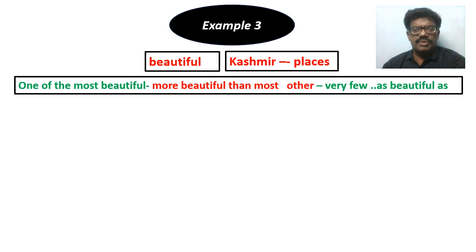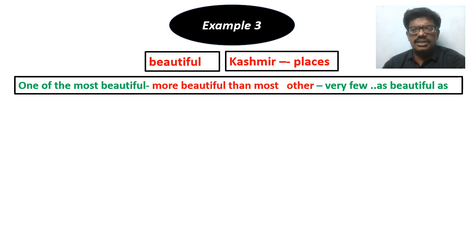Here is example number 3. Here we make use of the adjective beautiful to compare more than two units, Kashmir and other places. In this regard, we use the expressions such as one of the most beautiful for superlative degree, more beautiful than most other for comparative degree, very few as beautiful as for positive degree.